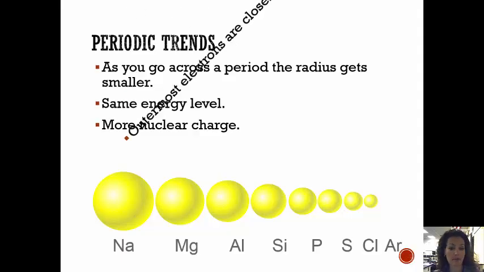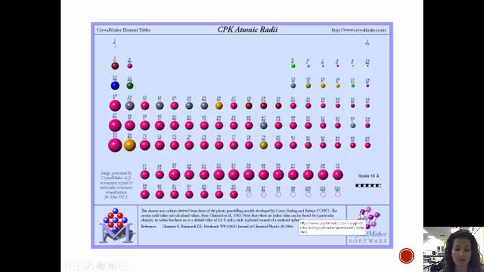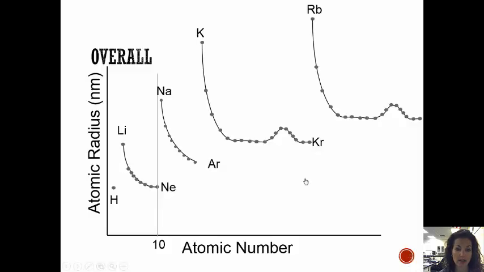All right, so the outermost electrons are closer as you go across. And you can see here, here's the atomic radii. In general, they get bigger as you go down and smaller as you go across. Okay, so that is the first trend. And you can see the trend here. It jumps up as you go up to a higher energy level, and then as you add nuclear charge or add protons, they gradually get smaller.